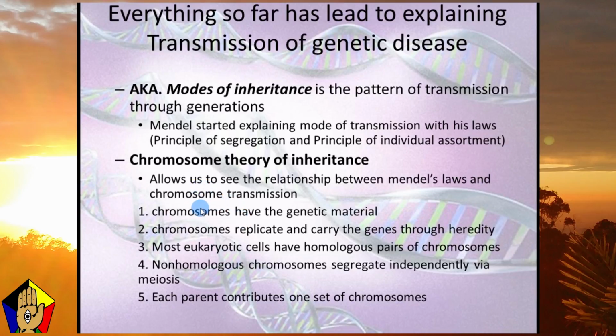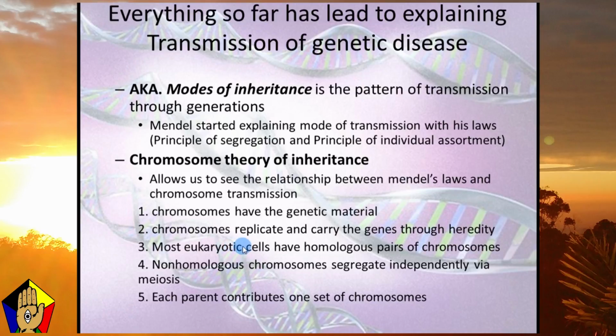And it says things like chromosomes have genetic material. We know that, right? He didn't know that. He didn't know it was a chromosome. They didn't have electron microscopes back then. We know that chromosomes replicate and they carry the genes. It's because of the chromosomes, right? Whether it's your chromosomes or DNA that's inside the mitochondria, or it's in your nucleus.